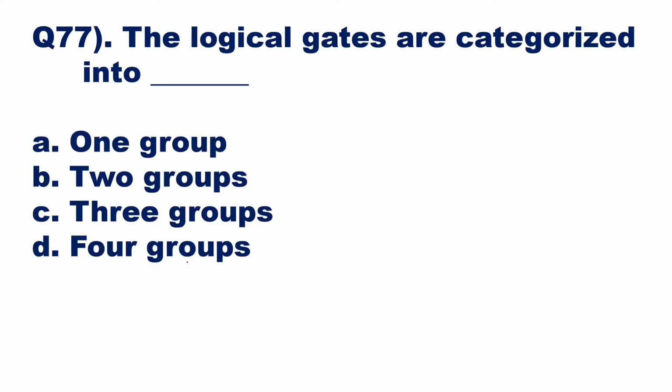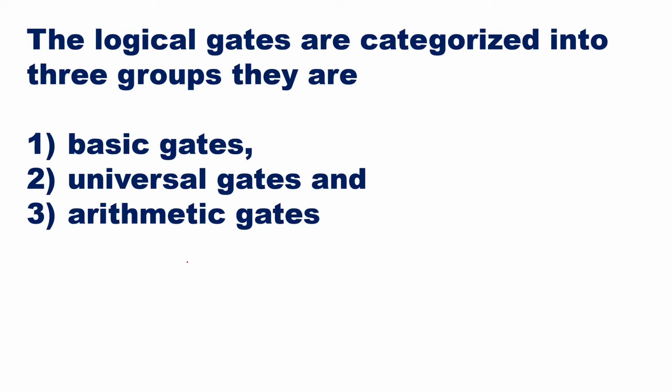The logical gates are categorized into how many groups? One group, two groups, three groups, or four groups. So here the right answer is three groups. The logical gates are categorized into three groups. So option C will be the right answer here.